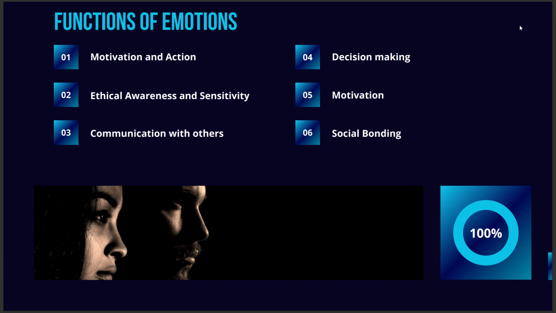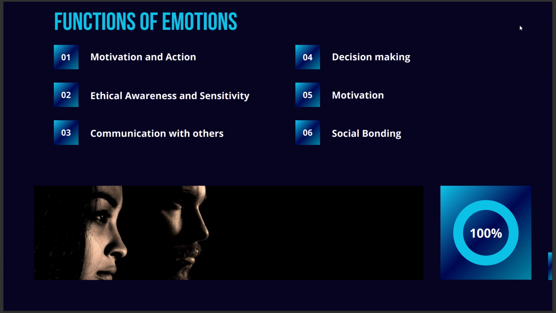Decision making. Emotions help us to make decisions by providing us with information about what we like or dislike. Like if we feel disgusted when we encounter a certain food or thought, whatever it may be, we are less likely to eat that food again in the future. That is something we can think of as decision making.